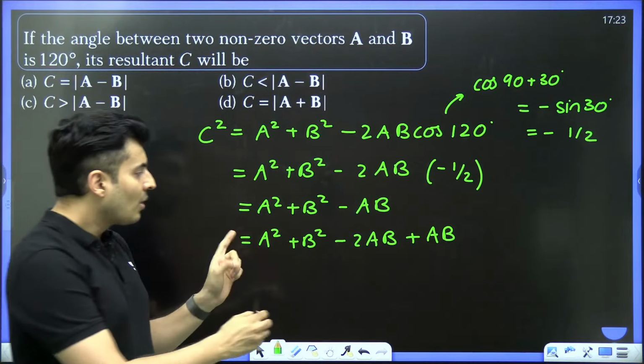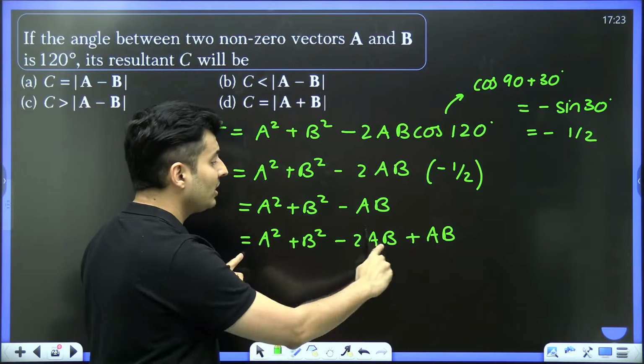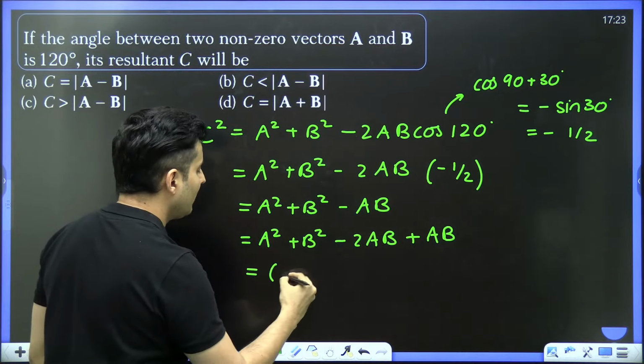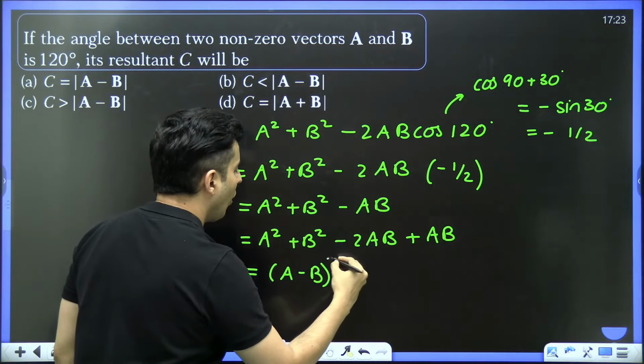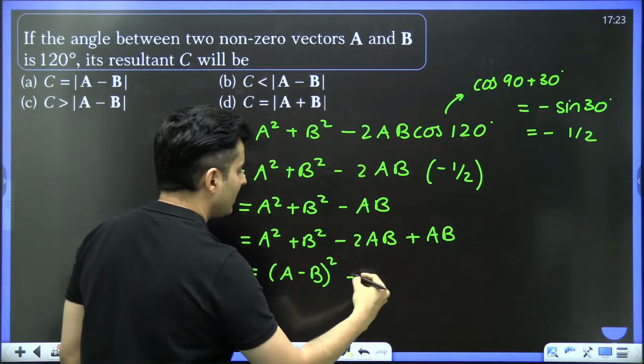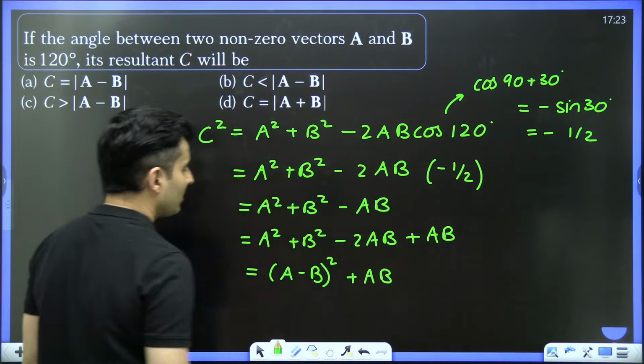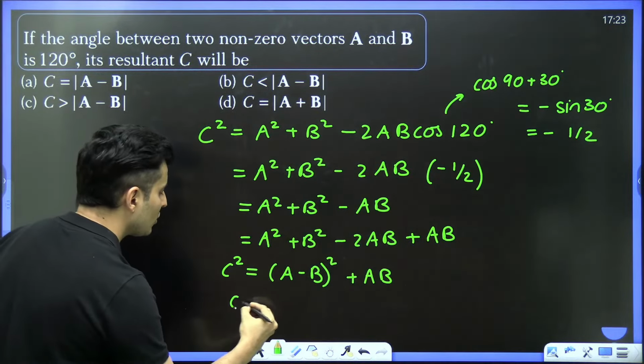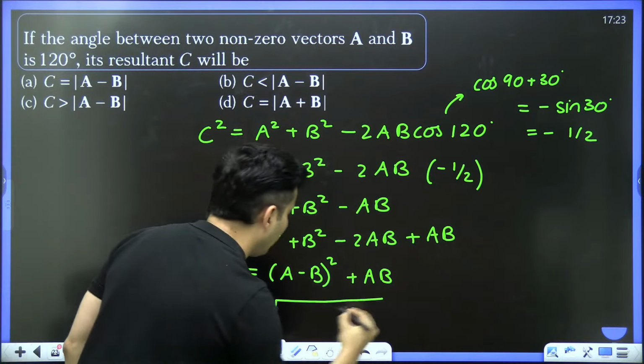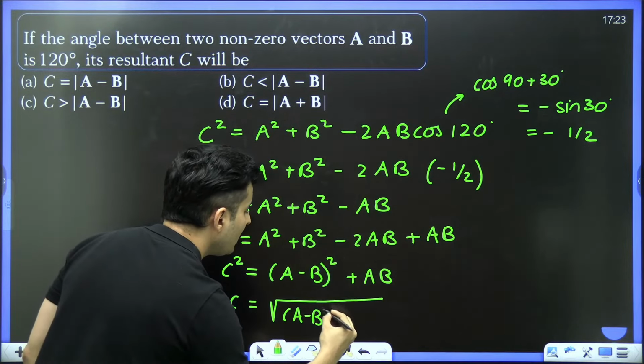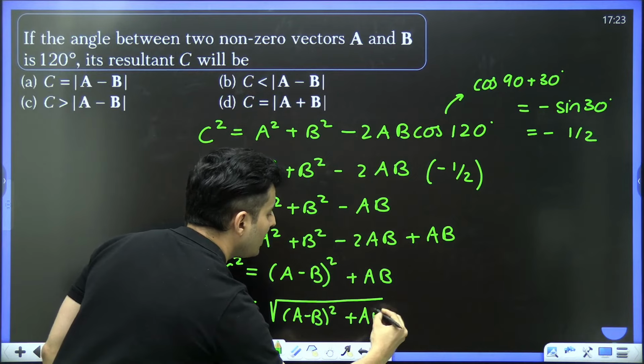Everybody with me? Why did I do this? Because I know this is an identity. This is nothing but a minus b whole square. That's it. And this is plus ab, that is c square. So c will be root of a minus b whole square plus ab.